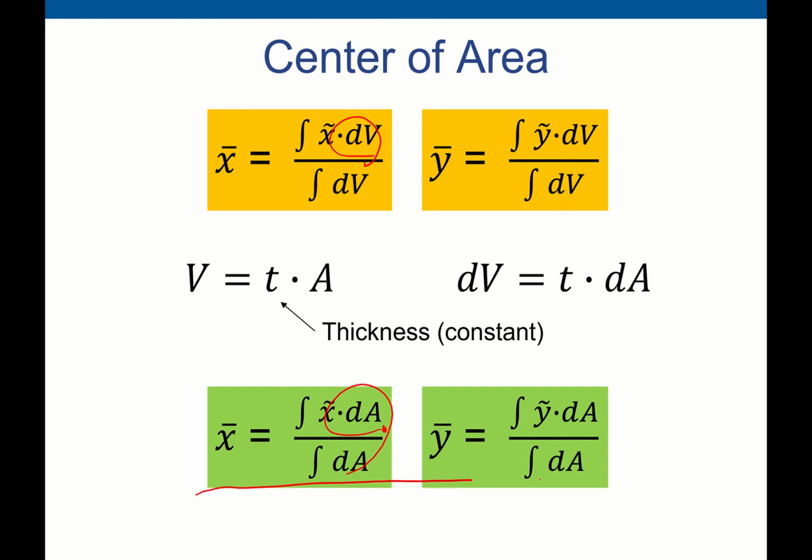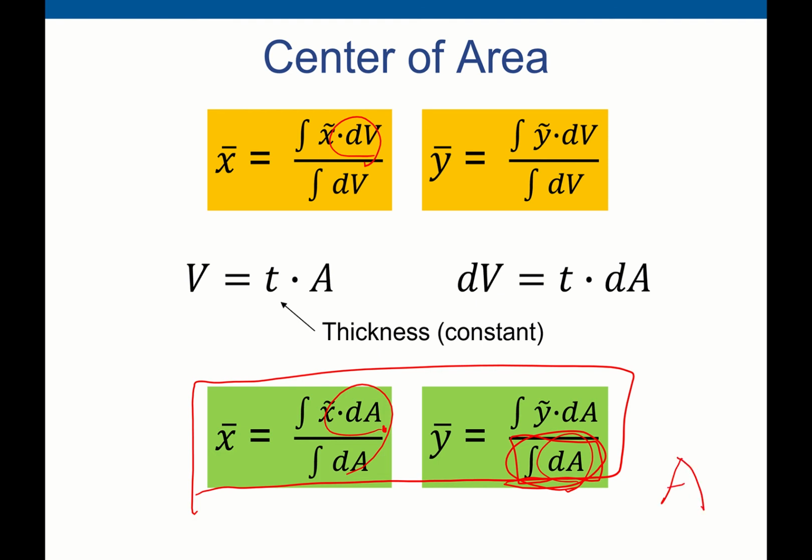So where is the center of the area? We don't have a z bar here because area is a two-dimensional case, so only x bar and y bar are here. X bar is equal to integral x tilde times dA over integral dA. Y bar is integral y tilde dA over integral dA. What is the integral dA? Differential area, and you add up all the differential areas. That means the total area of the surface.